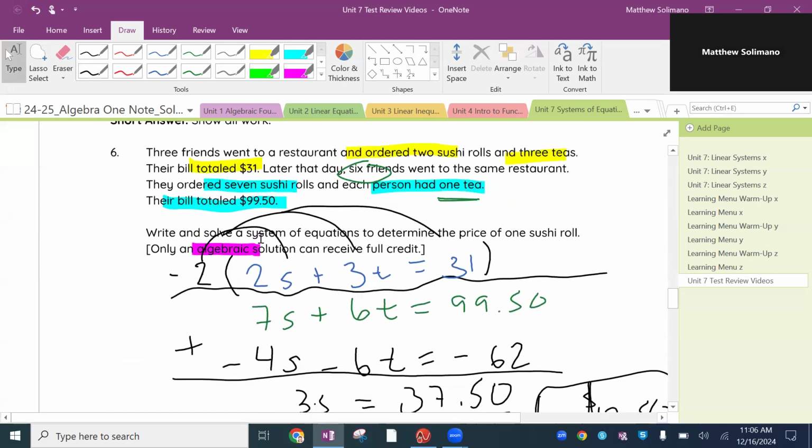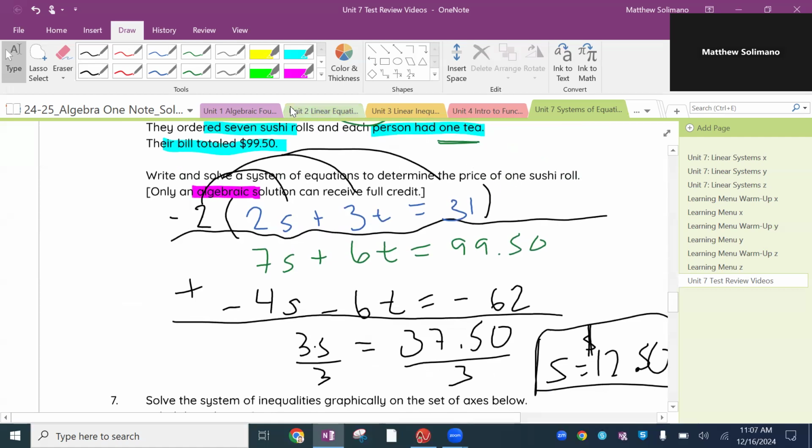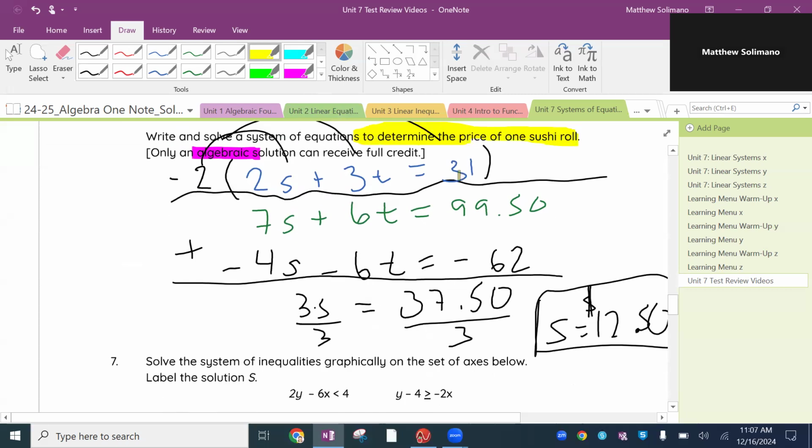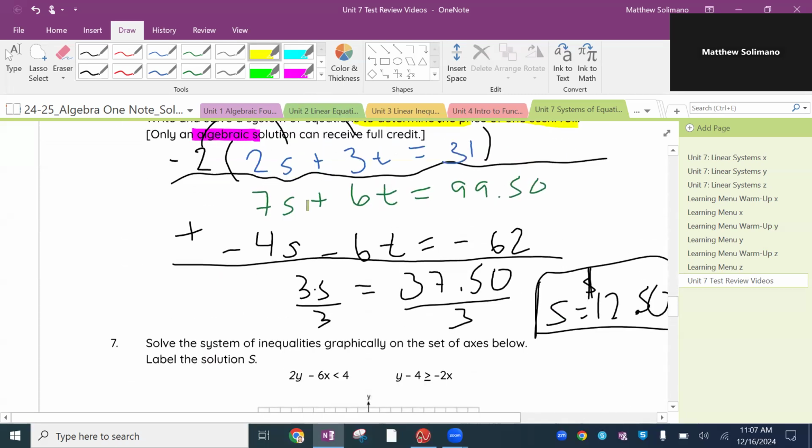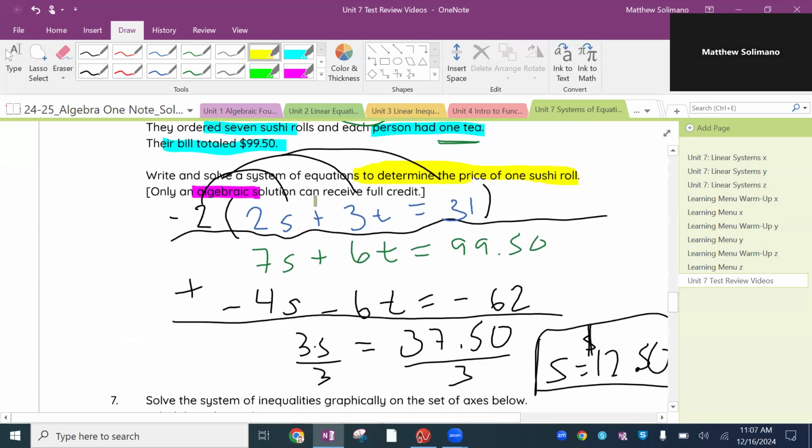Now, determine the price of 1 sushi roll. That's all we had to do for this one. Determine the price of 1 sushi roll. I just went back and reread the question. But if I wanted to find the price of a tea, I could go back and plug in my sushi roll into like here and do 2 times $12.50, which is $25 plus 3t equals 31.